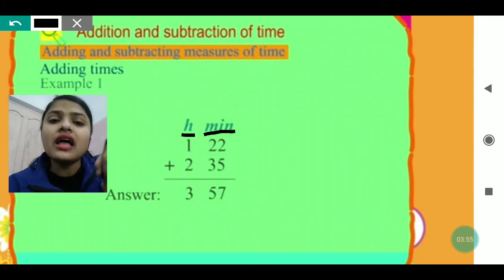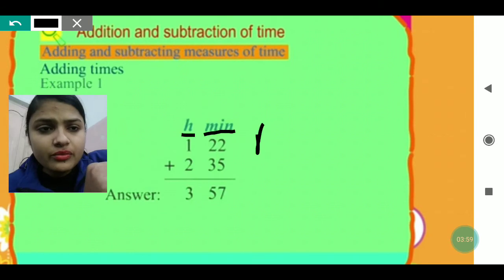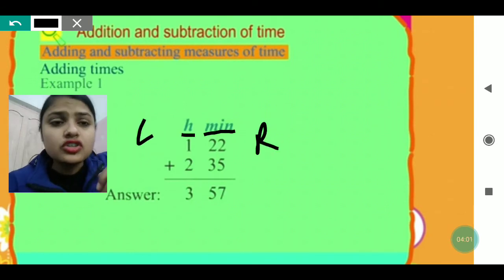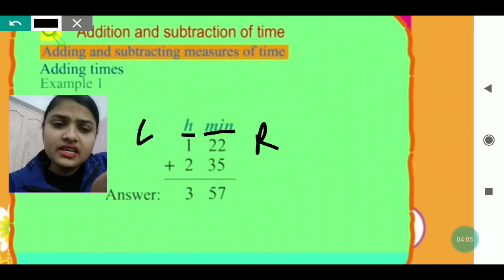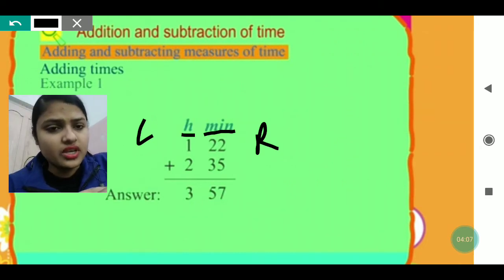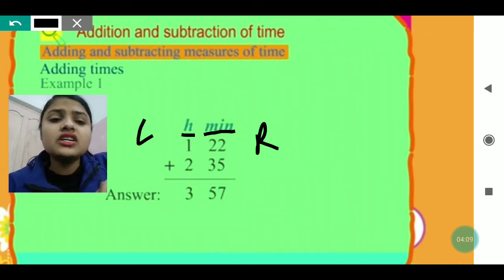After that I will add it. I will start adding from the right side to the left side. So 2 plus 5 is 7, 2 plus 3 is 5, and 1 plus 2 is 3. We will get 3 hours and 57 minutes.